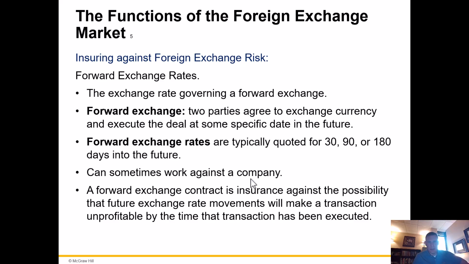The forward exchange is when two parties agree to exchange currency and execute the deal at some specific date in the future. Forward exchange rates are typically quoted for 30, 90, or 180 days into the future. However, it can sometimes work against the company. Sometimes hedging that far out can be disadvantageous. And a forward exchange rate contract is insurance against the possibility that future exchange rate movements will make a transaction unprofitable by the time that transaction has been executed.